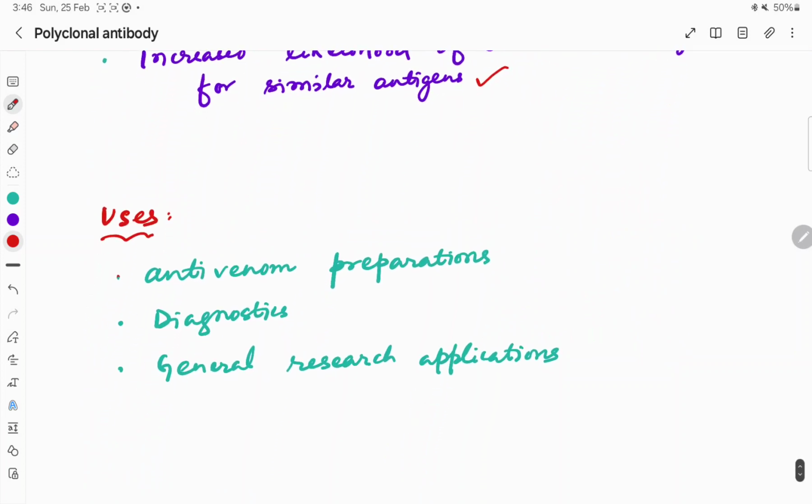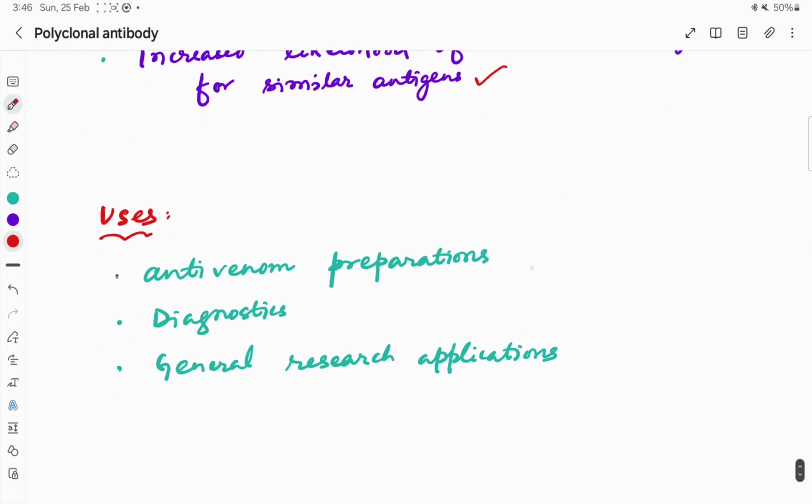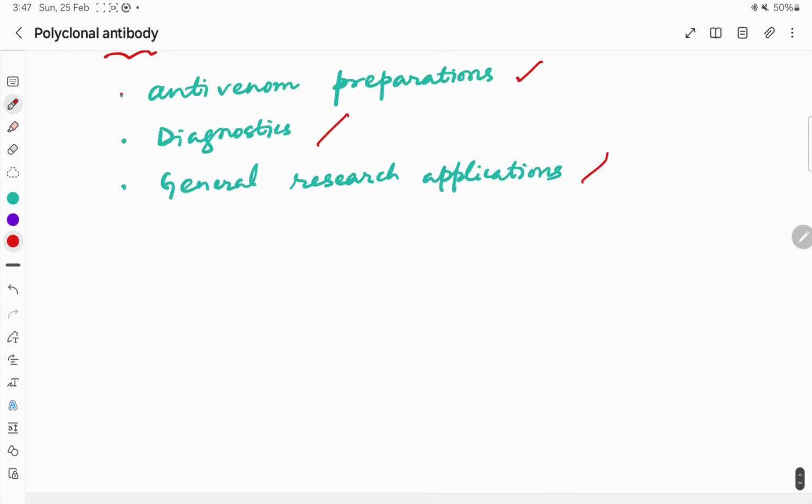So this can be used mainly as antivenom preparations, in diagnostics, and in general research applications. So these are all the applications of polyclonal antibodies.